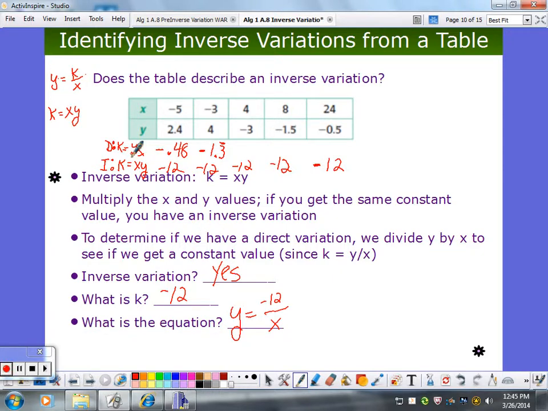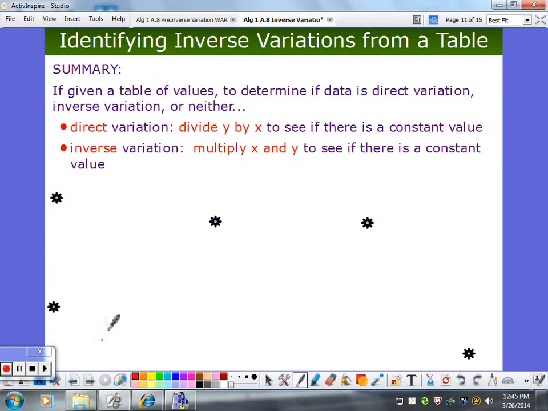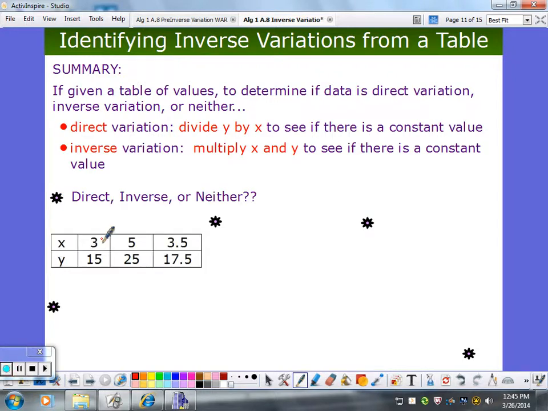So it's the same kind of idea, we're just using a different function. In summary, if you're given a table of values to determine if data is a direct variation, inverse variation, or neither, first test to see if it's direct. Divide y by x. Get the same number? Direct. Try inverse. If that doesn't work, multiply the x and the y. See if that works. If it doesn't, then it's not inverse yet.